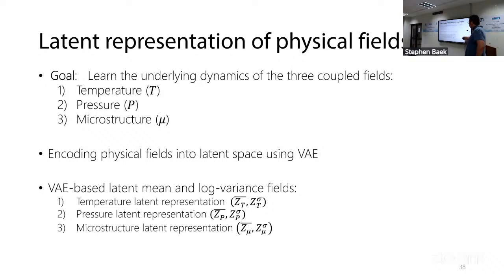And then we have the ZT bar, which is the mean of that, and ZT sigma, which is the standard deviation of the encoded temperature. We do the same thing for the pressure. So ZP is the lower dimensional representation of the original pressure field. And then again, we have two things, ZP bar and ZP sigma. ZP bar is the mean, ZP sigma is the standard deviation. And lastly, we do the same thing for the microstructure. So Z mu is the latent reduced order representation of the microstructure field. And then bar denotes the mean, the sigma denotes the standard deviation.